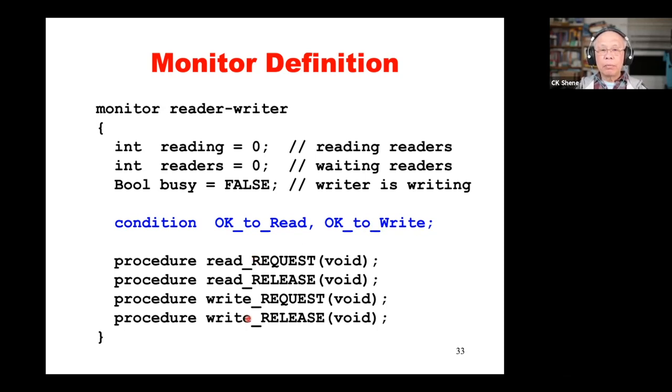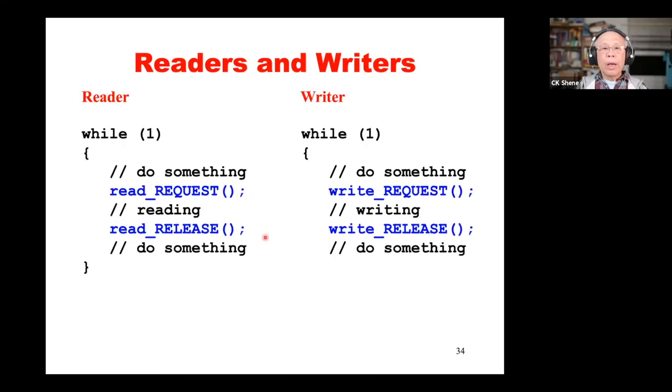We have four procedures: read request, read release, write request, write release. A reader, before it can read, calls the monitor procedure read request to start reading. After reading, it calls read release to release the permission to read. By the same reason, a writer, before it can write, calls write request. When this request is granted, this writer can write. After writing, it releases the permission to write. So that is it.